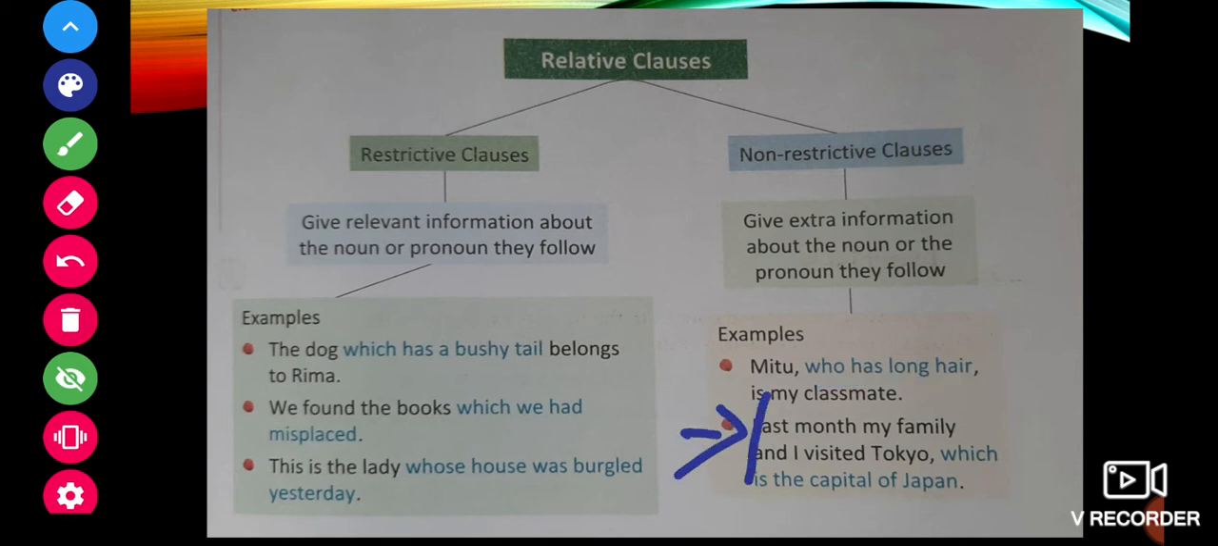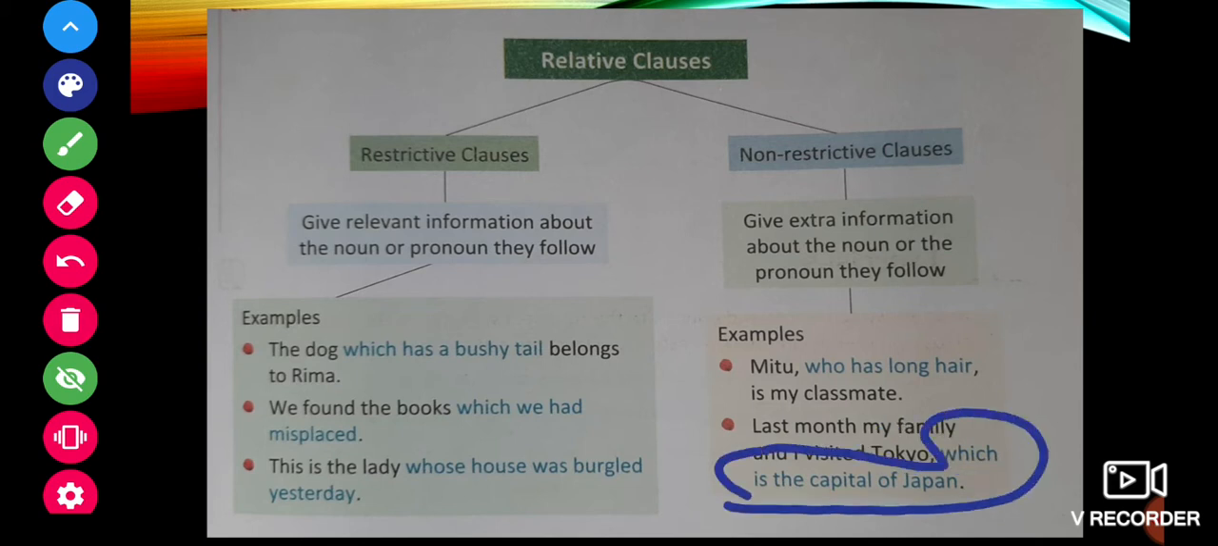Last month, my family and I visited Tokyo, which is the capital of Japan. Now here, which is the capital of Japan is some extra information about Tokyo which is not important for understanding the meaning of the sentence. So this part is a non-restrictive clause.